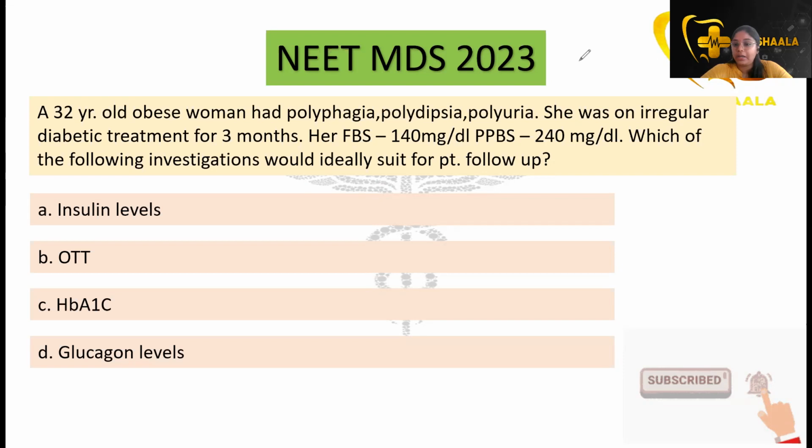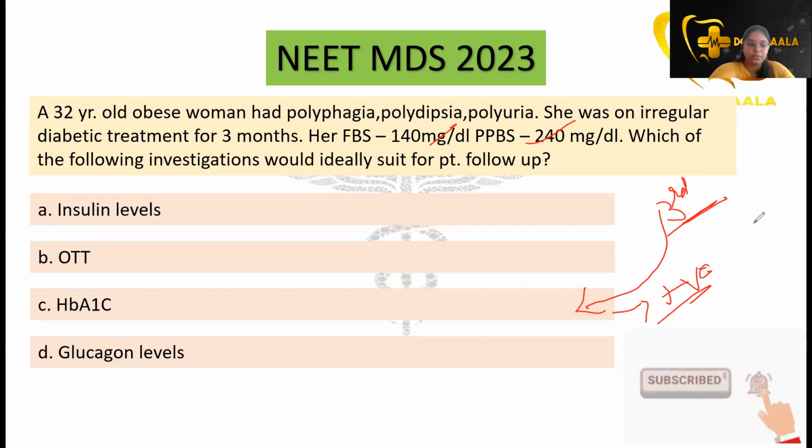She was on irregular diabetic treatment. That means she was already diagnosed with diabetes 3 months ago, and her latest results also show she is in the range of diabetes here and here. So the third investigation which we can suggest is HbA1c. If this is also coming positive, then the patient is diabetic. Okay.